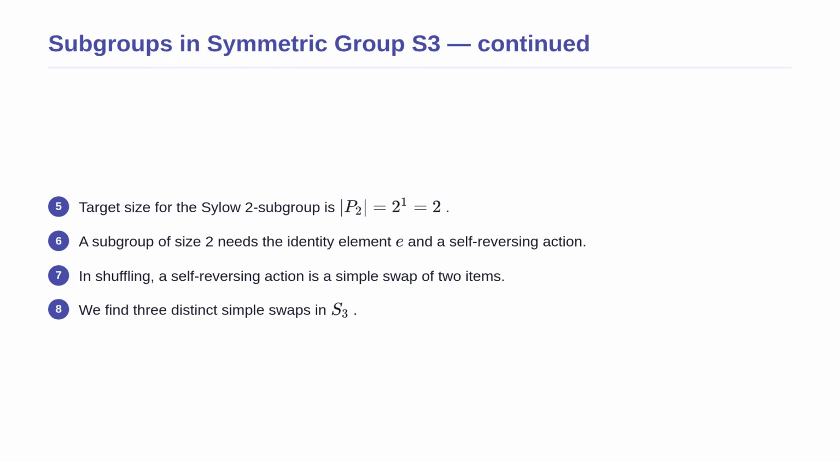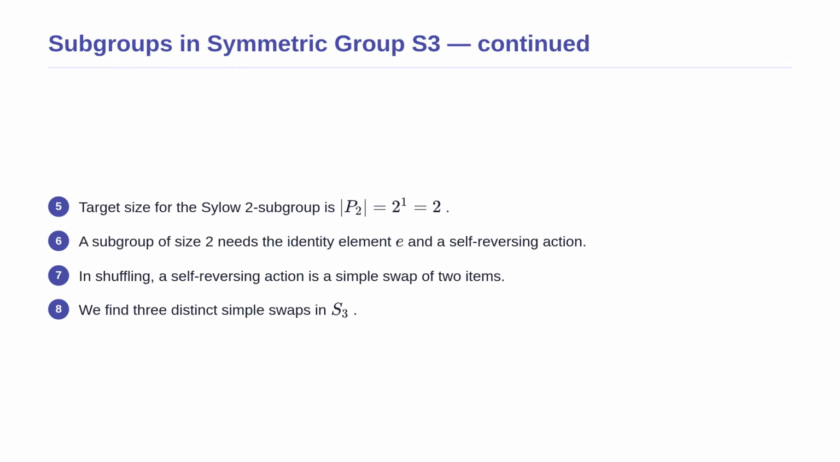Continuing with our symmetric group, we first look for the Sylow 2 subgroup. From our factorization, we establish that the size of this subgroup must be exactly 2. Why does this matter? Because a subgroup of size 2 is very restricted. It must contain the do-nothing action, called the identity element, and exactly one other action that reverses itself.